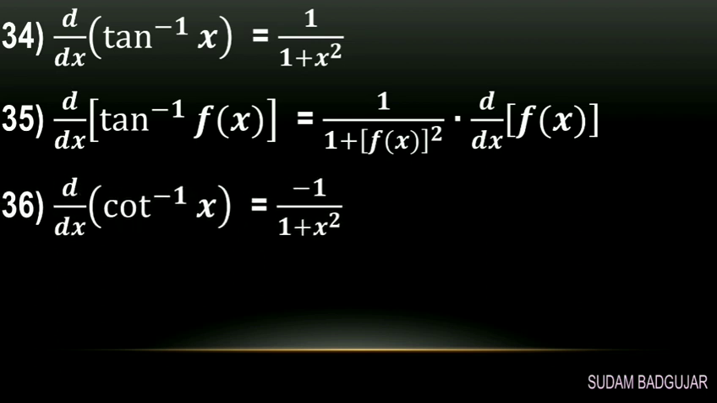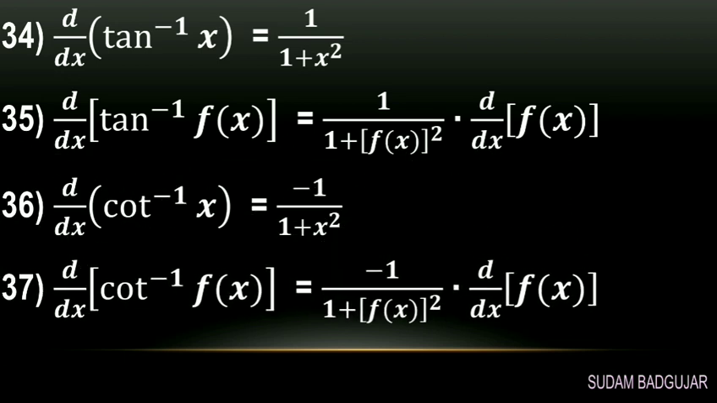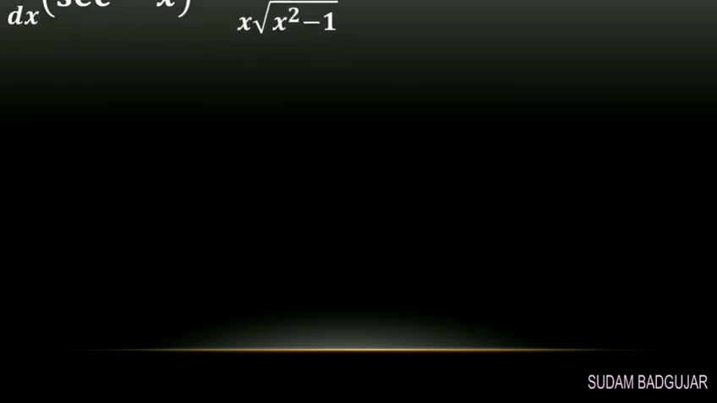Now, the derivative of cot inverse x is negative, that is minus 1 upon 1 plus x square. Similarly, the derivative of cot inverse of f of x is equal to minus 1 upon 1 plus f of x the whole square into the derivative of f of x.